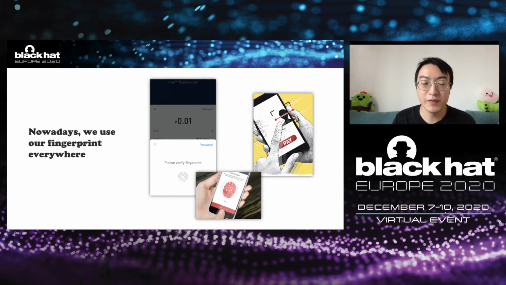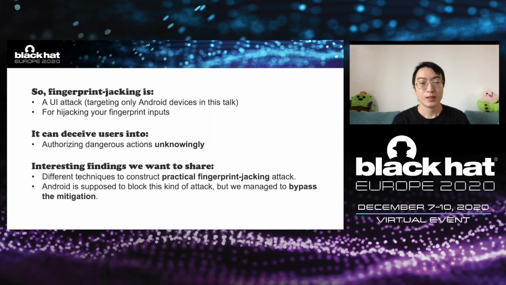Our observation, or our motivation, is that nowadays people use fingerprints everywhere, especially on mobile devices, for different purposes. For example, we can simply use our fingerprint to authorize money transfers in our mobile wallet, or we can use the fingerprint to unlock some app, like the diary app in our first demonstration. The fingerprint-jacking attack we present here is basically a UI attack, and the target of this attack is to trick the user into authorizing some dangerous actions without noticing it.